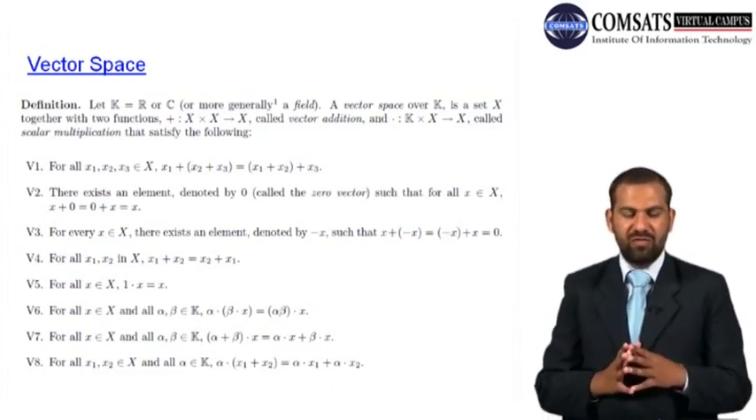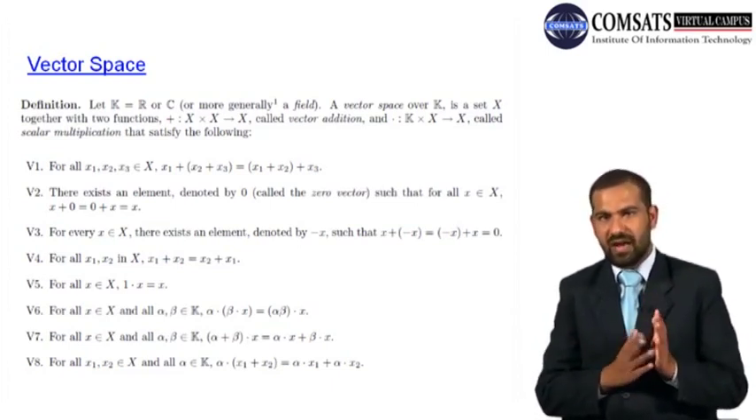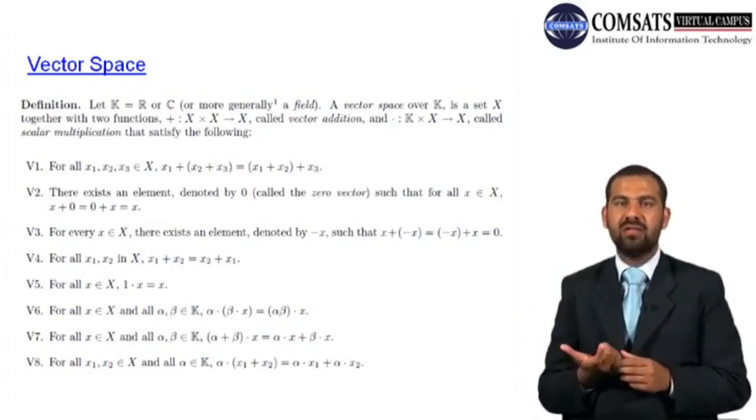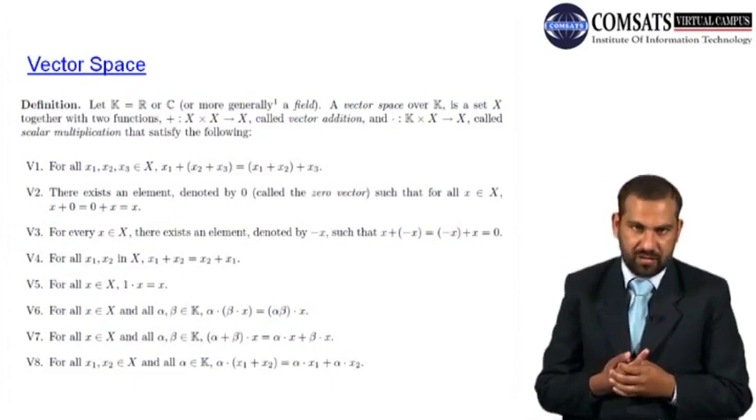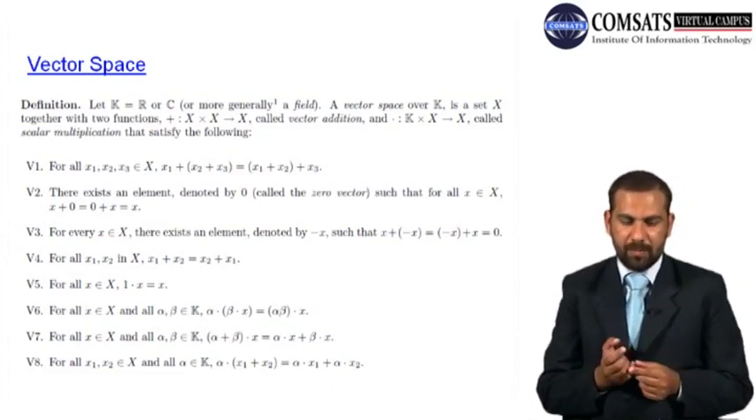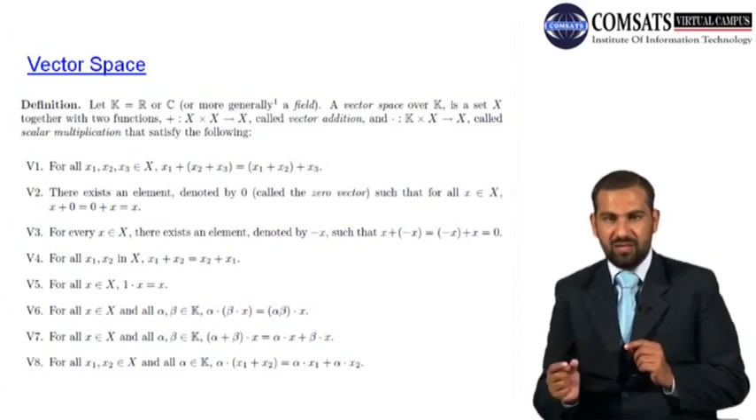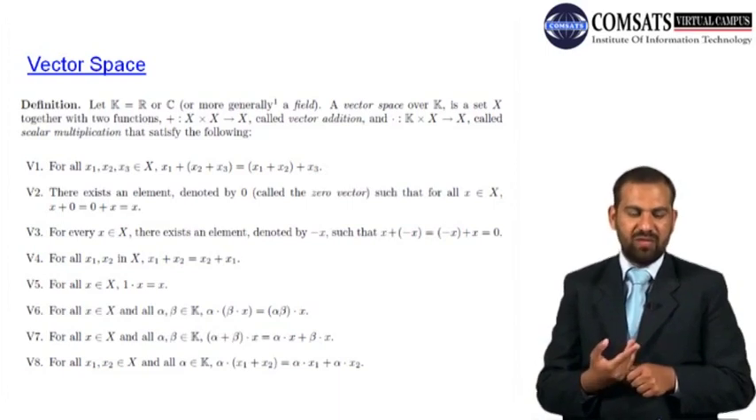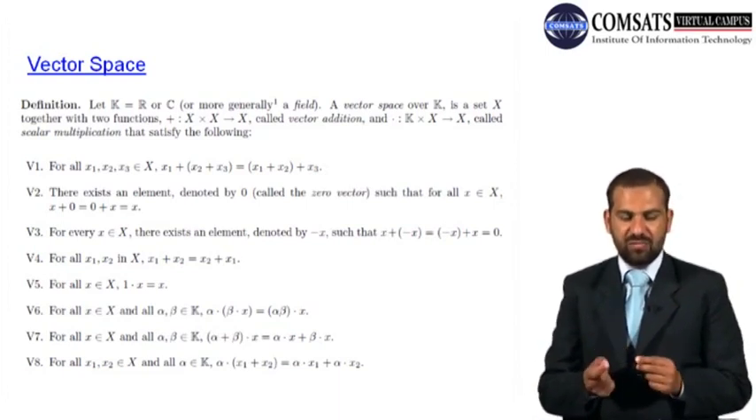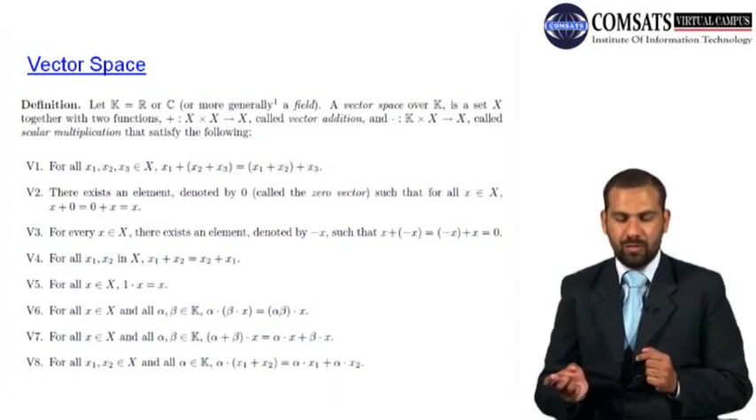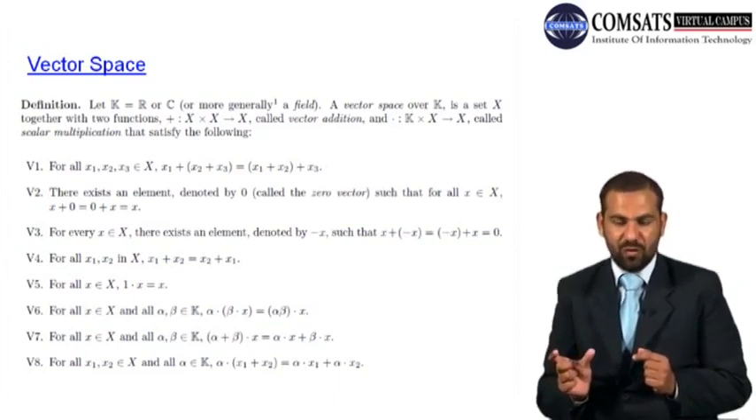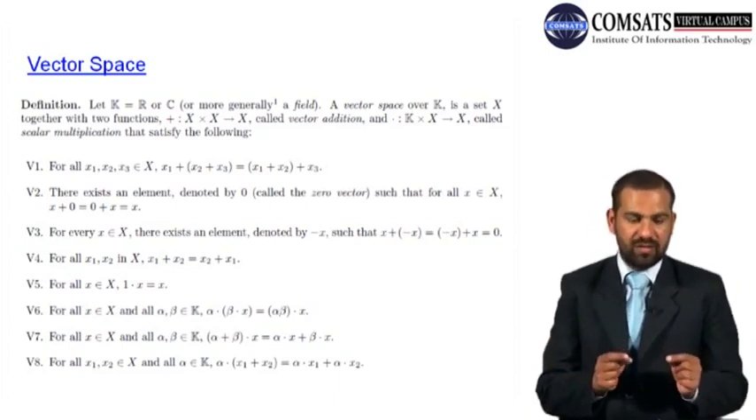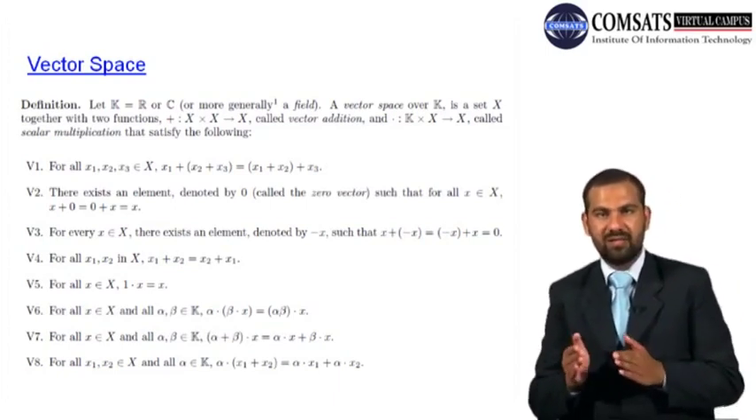The first one is that for all three elements x1, x2, x3 belonging to this capital set X, we must have the associative law of addition. That means x1 plus x2 plus x3 is equal to x1 plus x2 and then plus x3. Secondly, V2: there exists at least one element denoted by 0, sometimes called the zero vector, such that for all x belonging to X, x plus 0 is equal to 0 plus x, and the answer is equal to x.